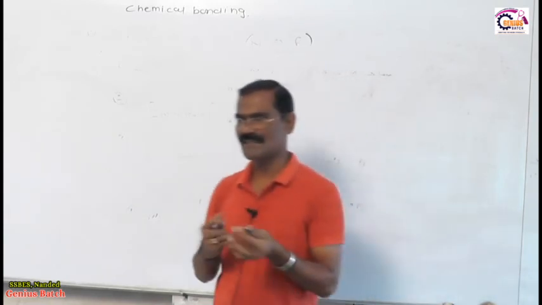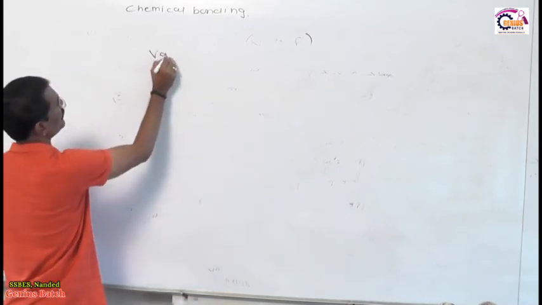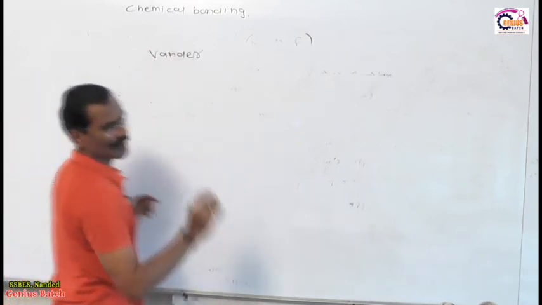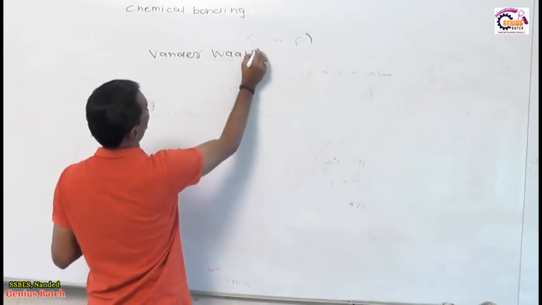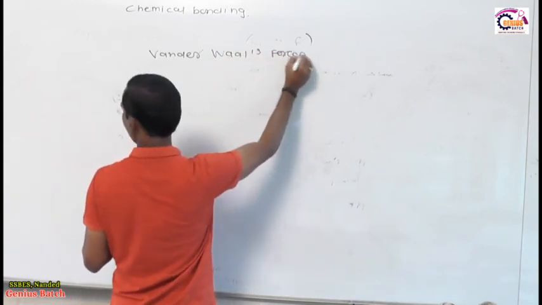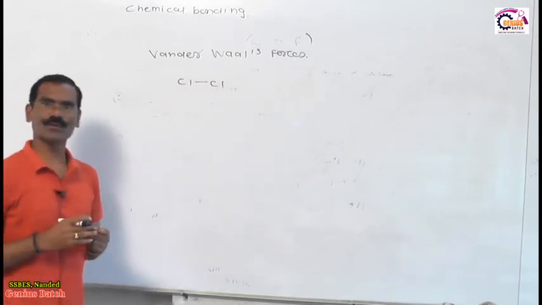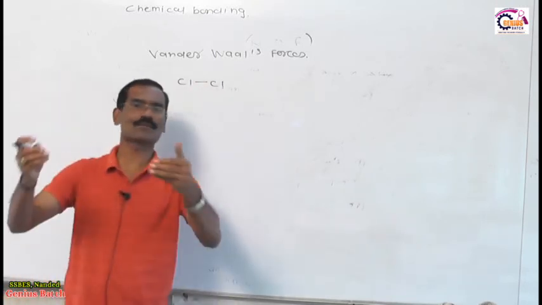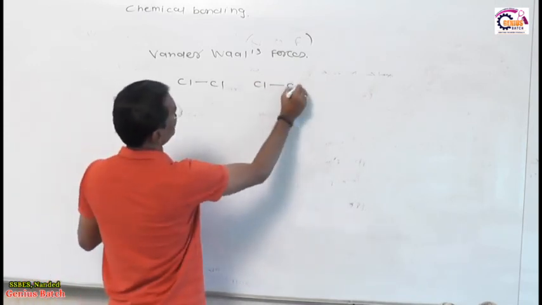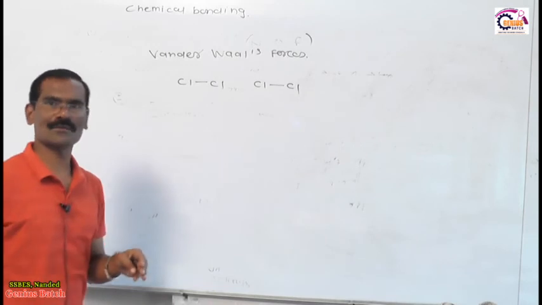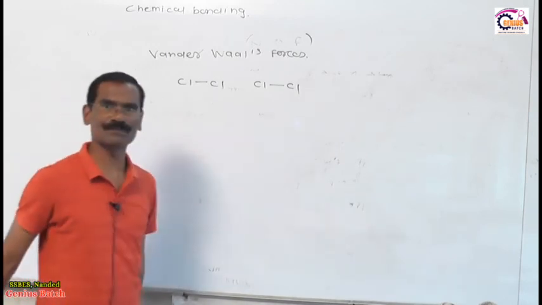For example, I will explain what van der Waals force means. My friends, listen very carefully. Suppose this is Cl. You know, these chlorine atoms are held together by means of a covalent bond. This is another Cl, another chlorine molecule also held together by means of a covalent bond. This is chlorine, this is chlorine.